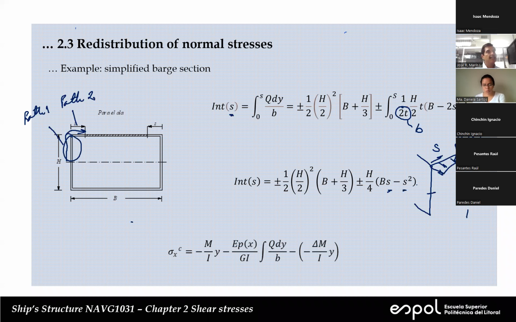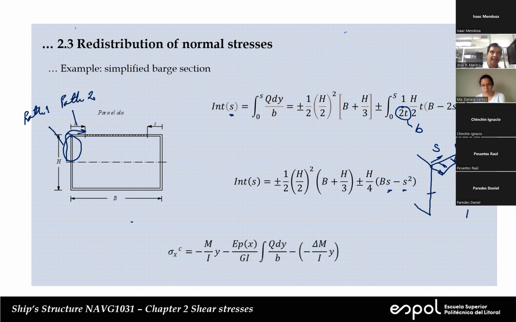Now, what's next step? Then let's go back again to number 3. Mr. Pesantes, what's next step after calculating this, the integral of S? What's next step? Mr. Pesantes, what's next step? It's kind of the correction.